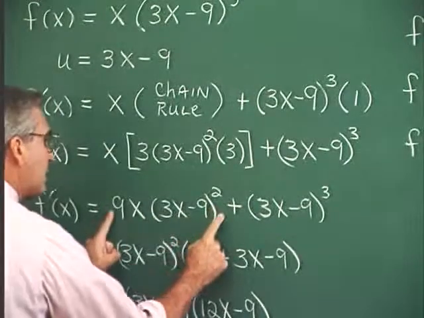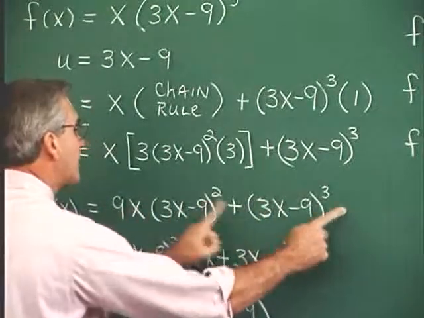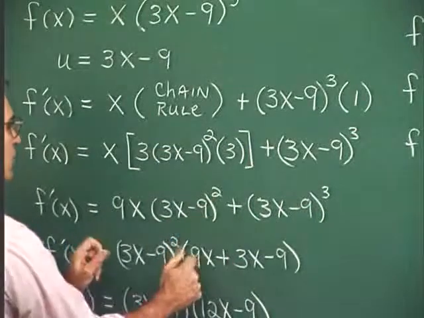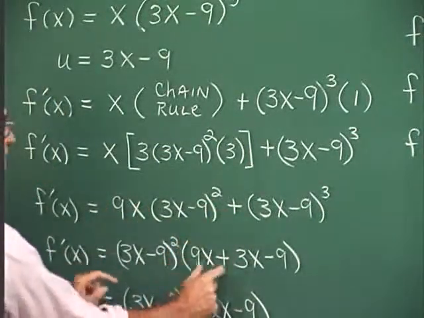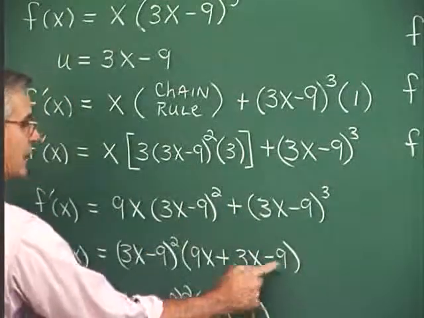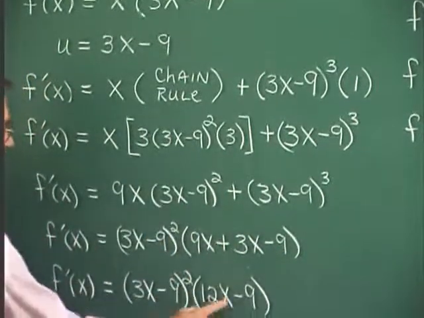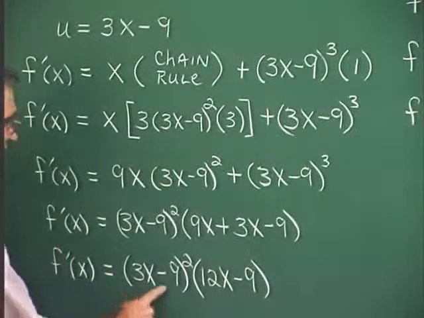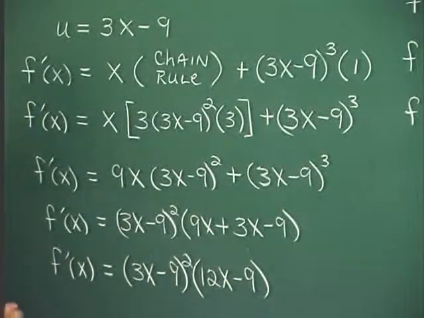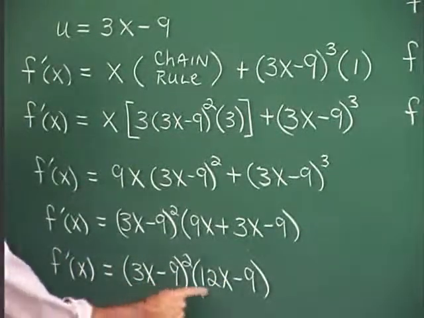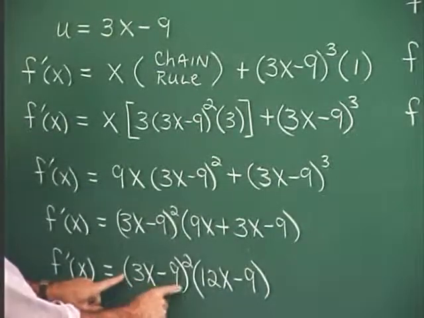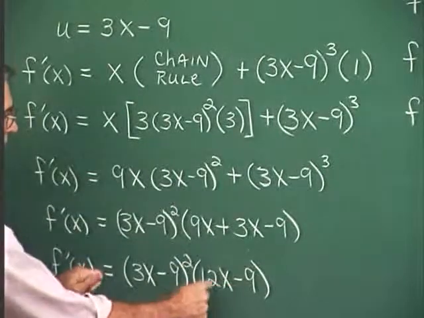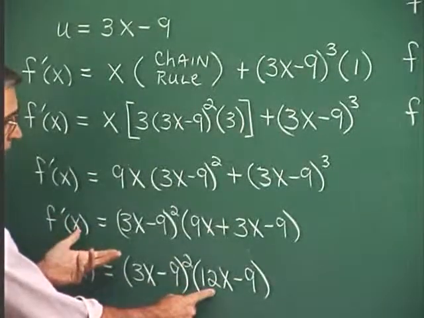Now, I'm looking at these two terms, and I'm taking out the common factor of 3x minus 9 squared. So if I take (3x minus 9) squared out of this term, I'm left with 9x. Out of this term, I'm left with 3x minus 9. Now, collecting here, I get 12x minus 9. But I have these common factors in both of the binomials. I'd like to snag the 3 out of here and a 3 out of there. And when I take the 3 out of here, I have 3 times (x minus 3) all squared. I take the 3 out of here, and I have 3 times (4x minus 3).